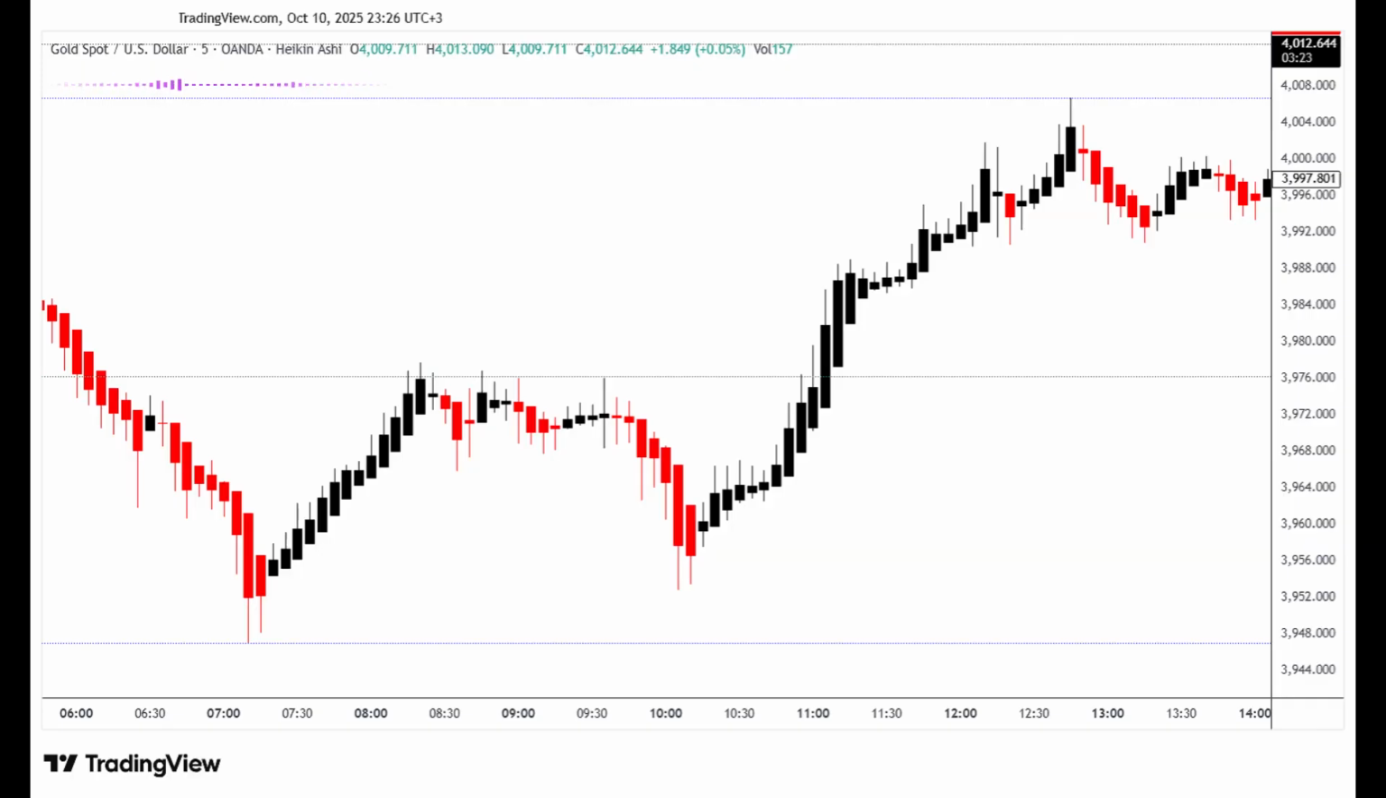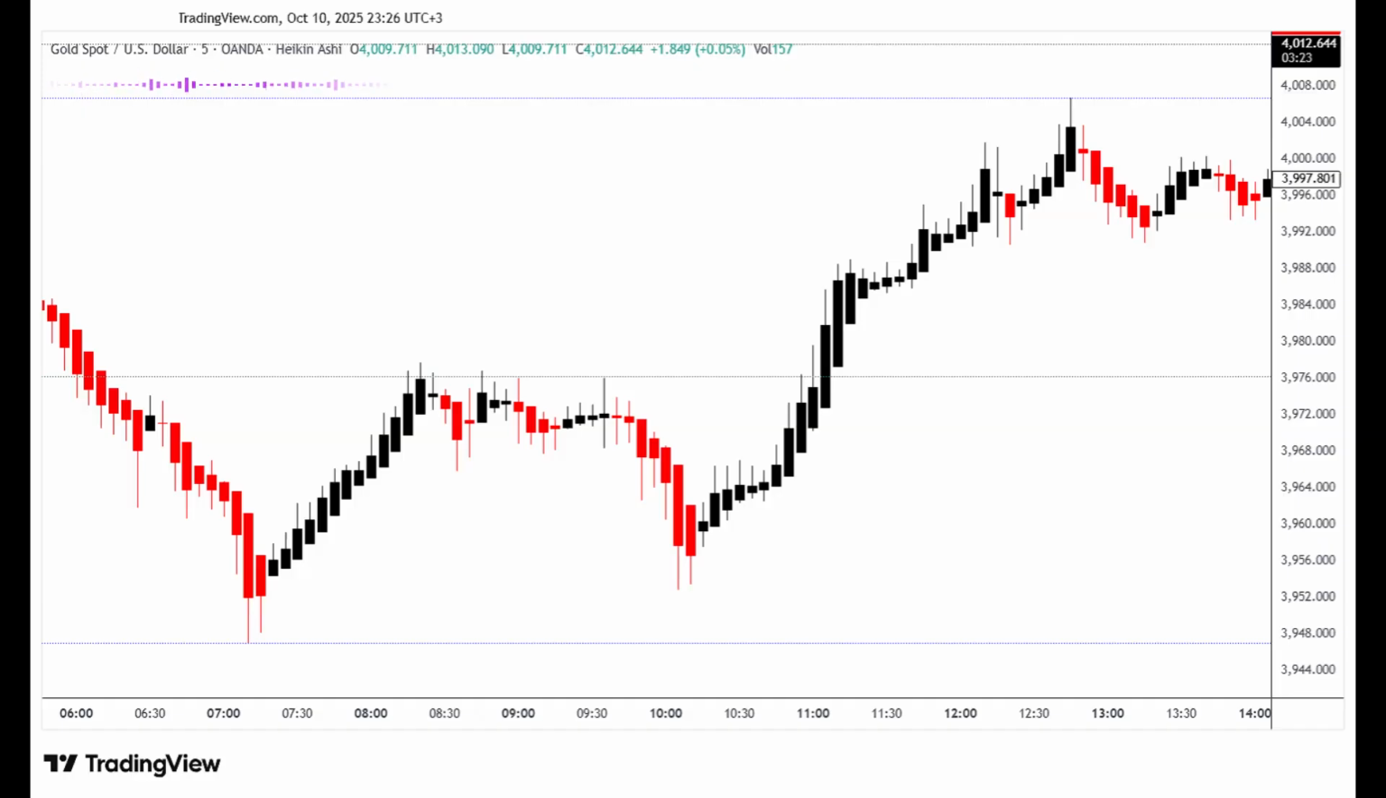HA smooths that out, keeps you focused on the main trend direction. Okay, that's powerful for staying in. So when do we get out, or at least pause and reassess? An exit or pause signal usually comes from 2 things. One is an obvious change in candle color, green switching back to red, for example.